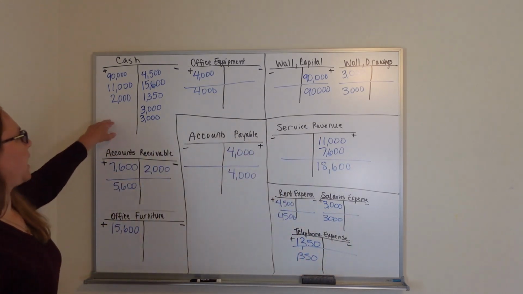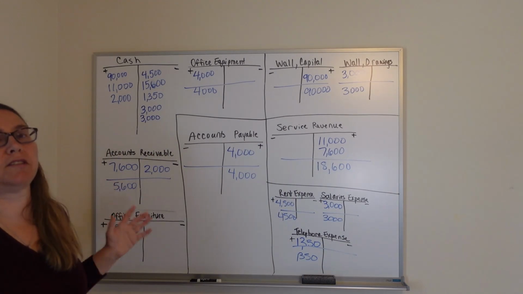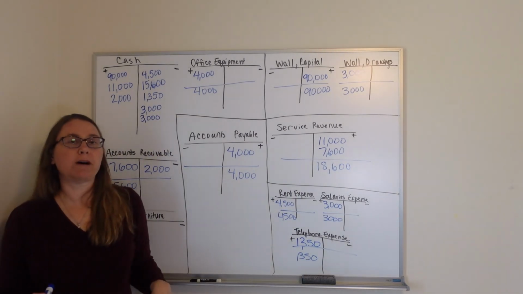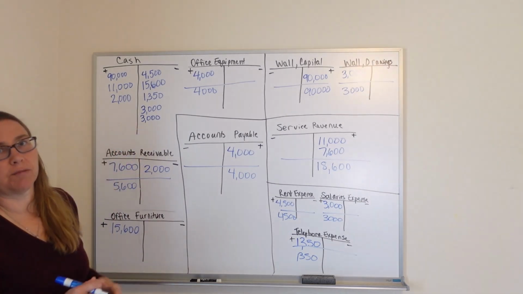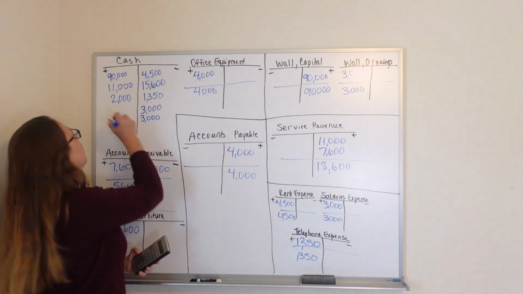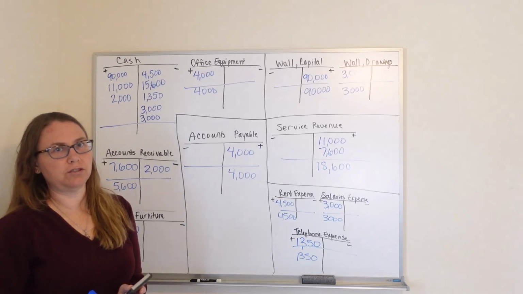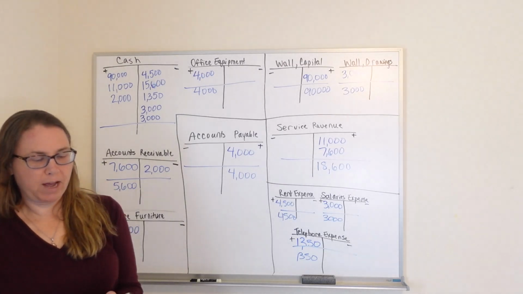Okay, and then for cash, that's probably going to be the easiest place to make a mistake. If your trial balance doesn't match, the first place I would look is cash and make sure you did the math correctly, because that would be an easy mistake to make.